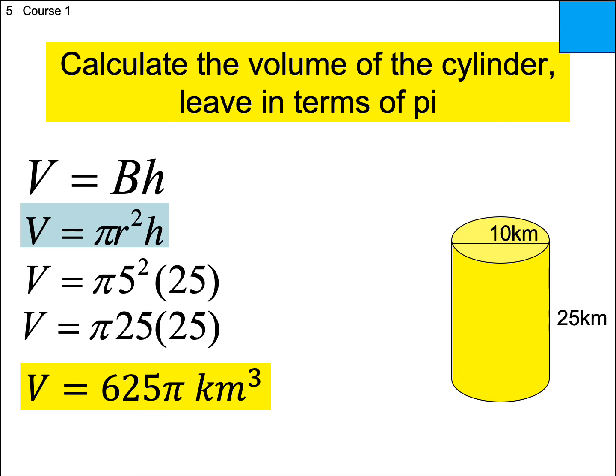Notice in my instructions there, I just asked you to give me the answer in terms of pi. If we were to find the answer not in terms of pi, we multiply 625 times 3.14, and that would give us our approximate answer. All right, we got this?